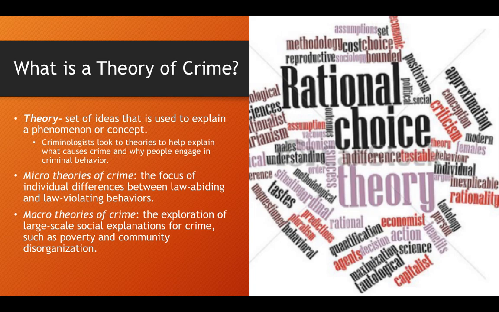Within theories of crime, we have micro theories of crime and macro theories of crime. The micro theories of crime are focused more on the individual differences between individuals who do engage in crime and individuals who do not, while the macro theories of crime seek more to explain why individuals engage in crime at a societal level, meaning it's not the individual differences between people that may cause crime, but what's going on in their society or their community.